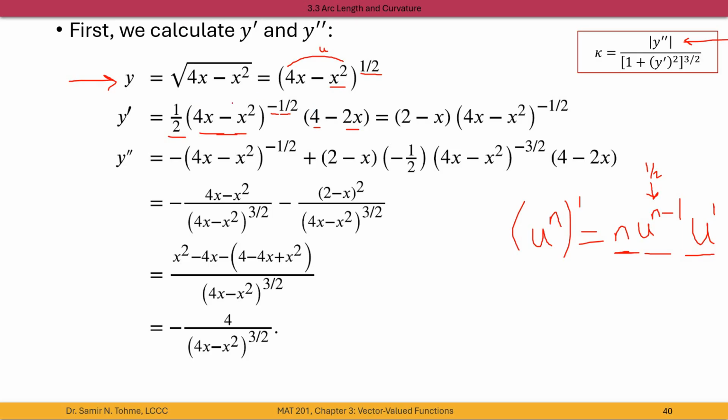So to simplify this furthermore, we're gonna multiply half by this factor over here. So half times 4 is 2, and half times minus 2x is x. And we write this term again over here. So we calculated y prime.